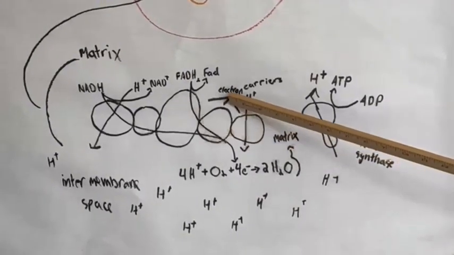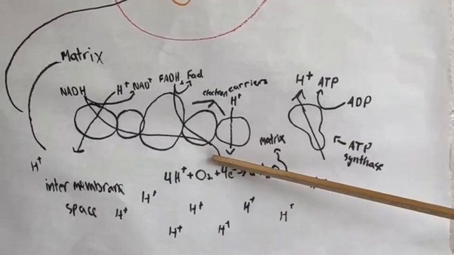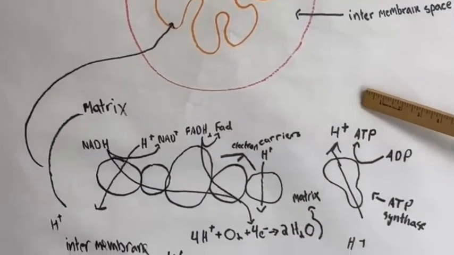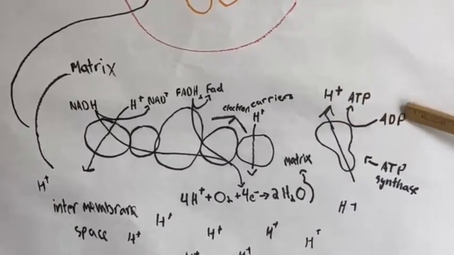As the electrons travel down the chain, they are added to 4 hydrogen ions as well as oxygen to create 2 water. Then, hydrogen ions are pumped out of the intermembrane space back into the matrix to create ATP through ATP synthase.